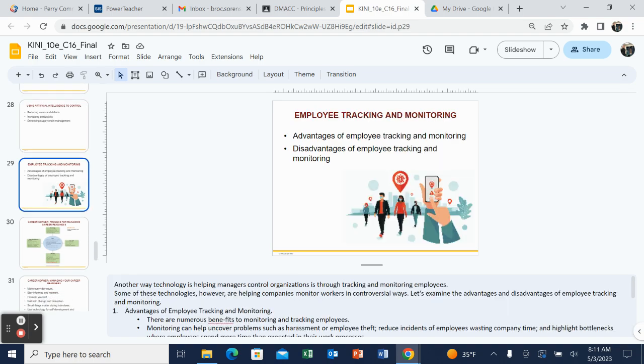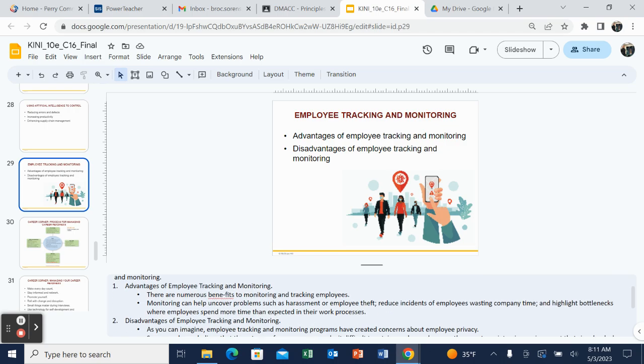And then employee tracking and monitoring. This is the other contemporary issue. So another way technology is helping managers control organizations is through tracking and monitoring employees. Some of these technologies, however, are helping companies monitor workers in controversial ways. So let's take a look here at some of the advantages and disadvantages.